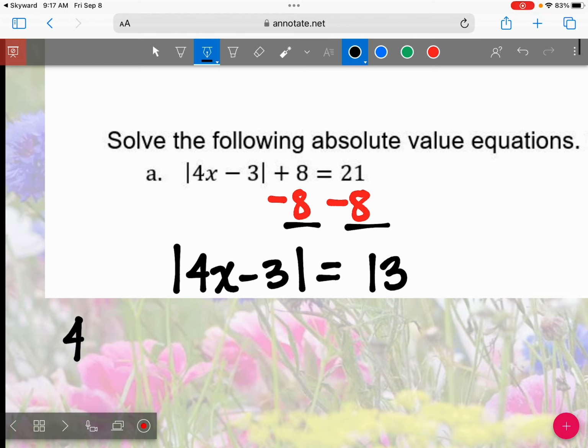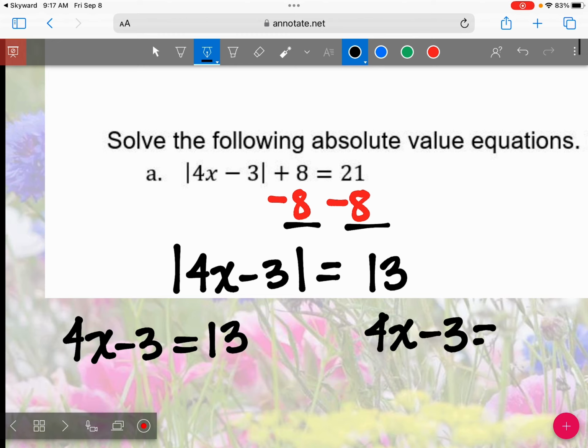So I'm going to break it apart. So 4x minus 3 equals 13. And then what's the other number that has an absolute value of 13? -13. Go ahead and solve both of those equations. You're solving them both the same way. You're going to add 3, divide by 4. So go ahead and get your two solutions. Absolute value has two answers.